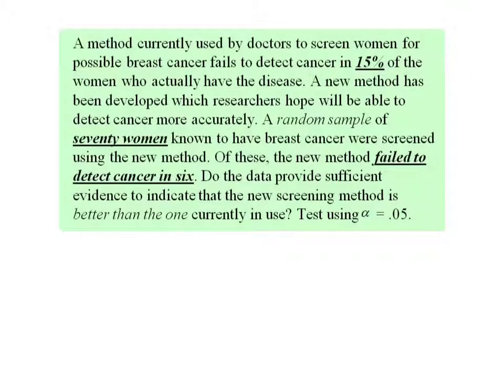What we want to prove or disprove is this 15%. The researchers want to show that this new method misses fewer cancers. So that's what we've got to show. And what we're going to do is relate our two hypotheses back. We're assuming that the 15% is true, and we're going to try to show that it's not.